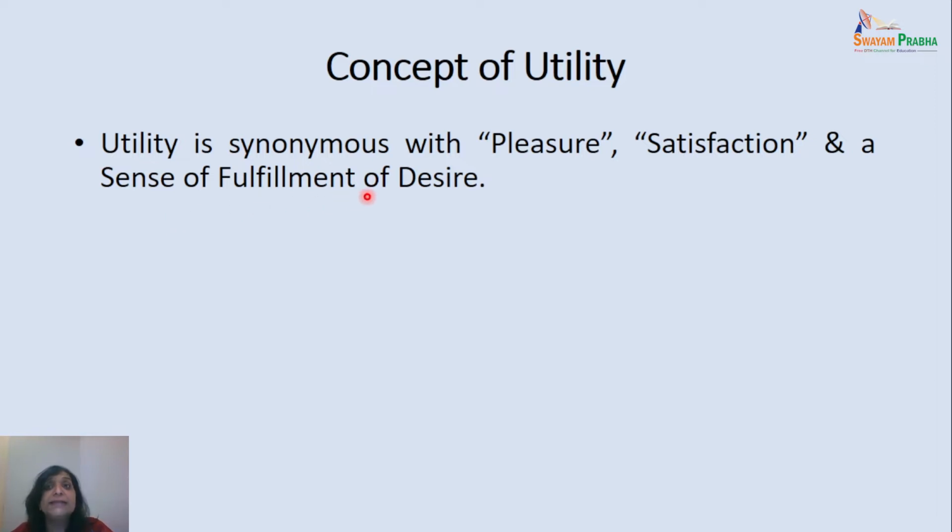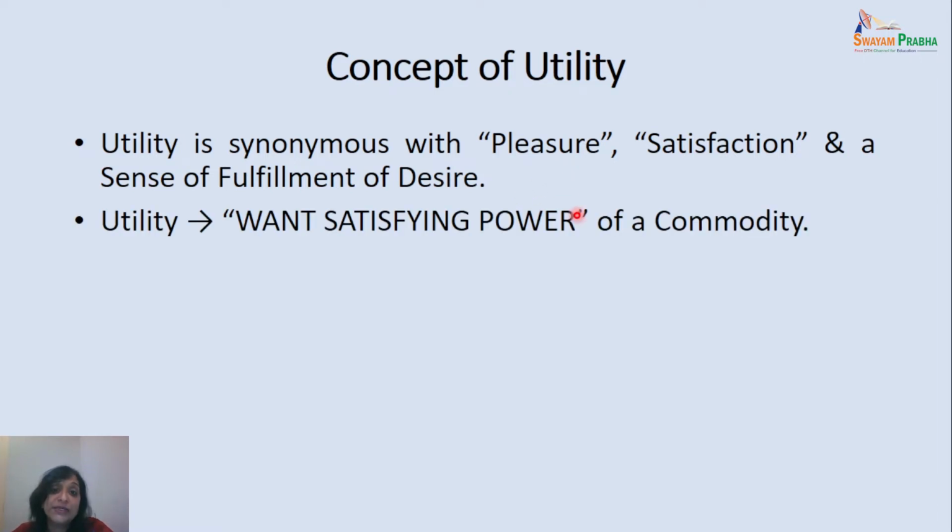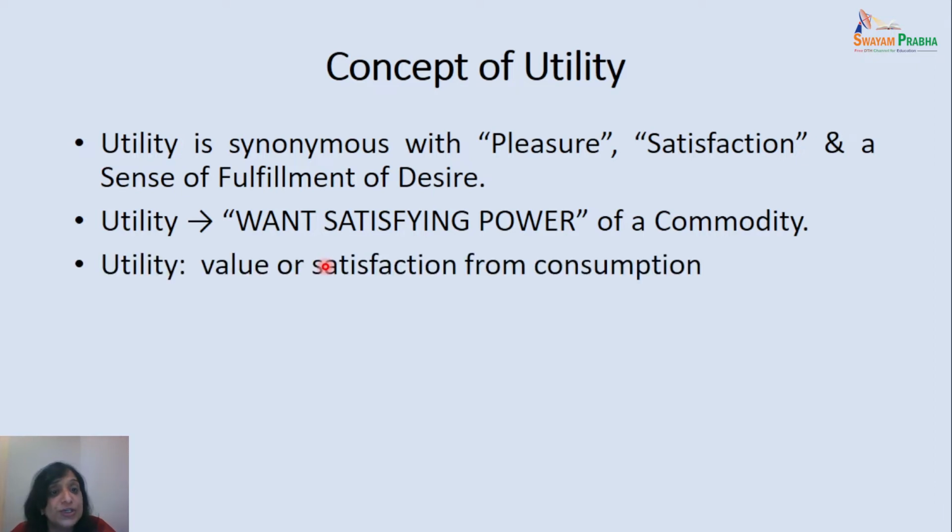That is, for example, I said I need this thing, and when that desire or that need gets fulfilled, I get a sense of fulfillment. I feel happy about it. I feel satisfied. That is why we say that utility is synonymous with pleasure, with satisfaction, or a sense of fulfillment of desire. Or in other words, utility means it's the want satisfying power of a commodity. That is, when you are consuming a commodity, it satisfies your wants. So that power of want satisfaction may also be called utility.